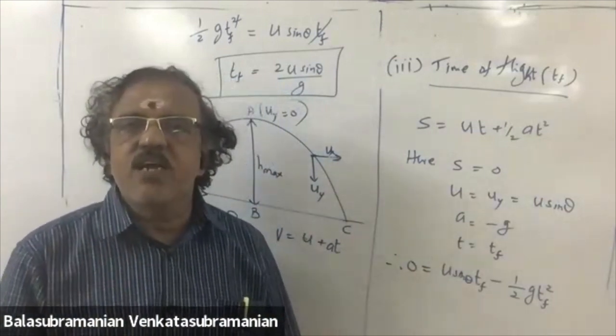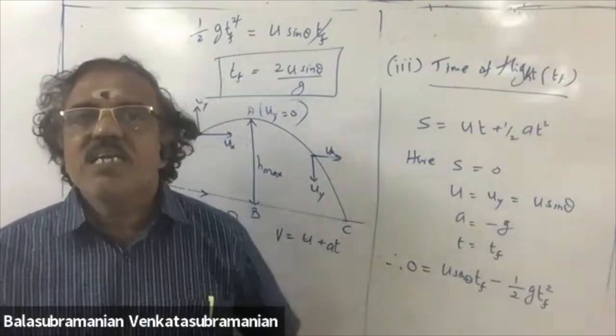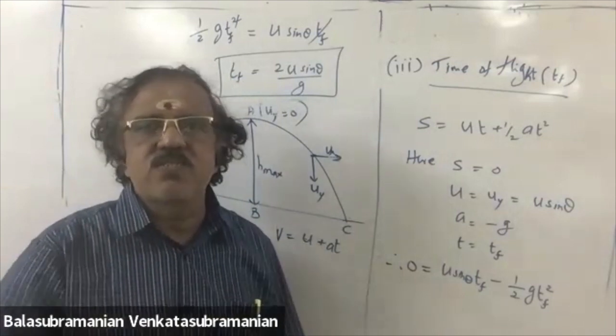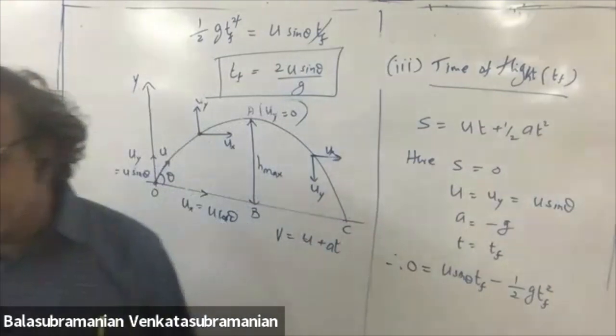What is the time taken to reach the maximum height? You have to write U sin theta by G. What is time of flight? It is twice, 2t. Correct?